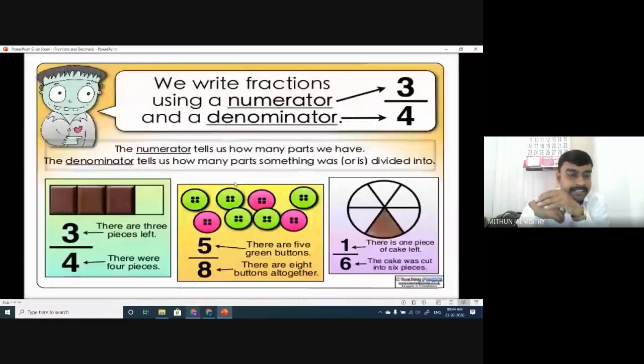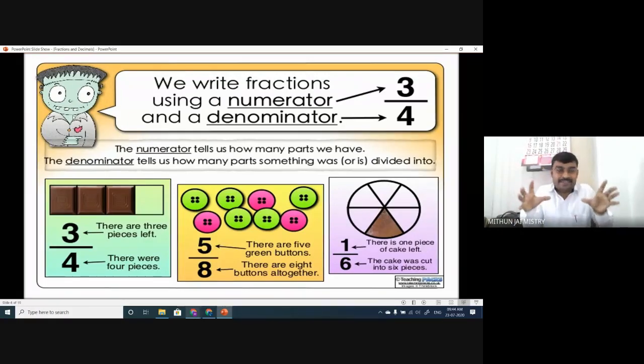To understand it in a better manner, every time we are getting this figure, it looks like a scary figure, but you don't get scary. Even that scary person is also trying to understand what fractions are. So we write fractions using a numerator and a denominator. Here 3 is the numerator and the bottom number is called the denominator. The numerator tells us how many parts we have, and the denominator tells us how many parts something was divided into.